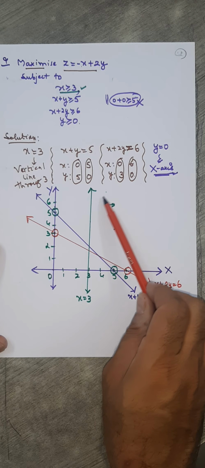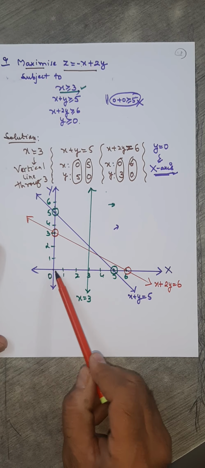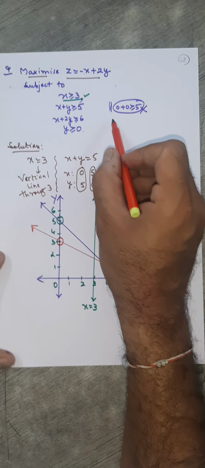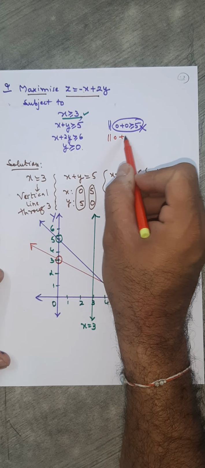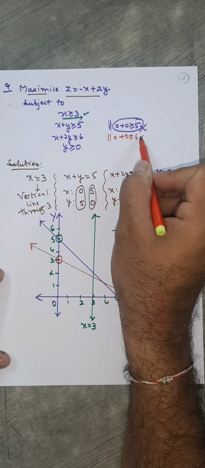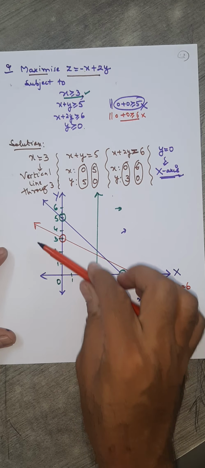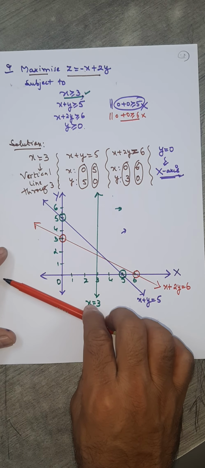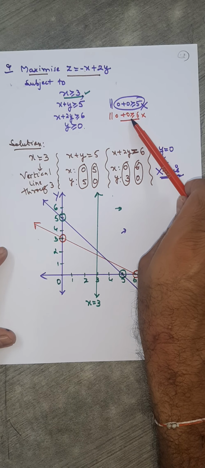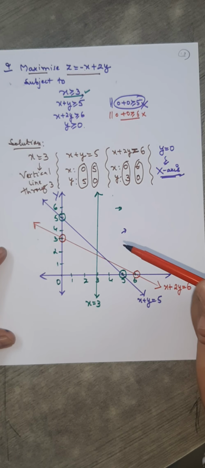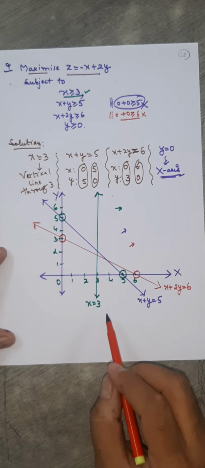For the previous 2 it was this region. Now check for (0, 0). Will it satisfy this? 0 plus 0 greater than or equal to 6. Again not true. So the region on the (0, 0) side is not the required region because it doesn't satisfy this inequality. So the above region. So up to this it is this region.